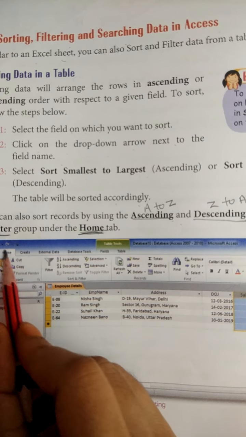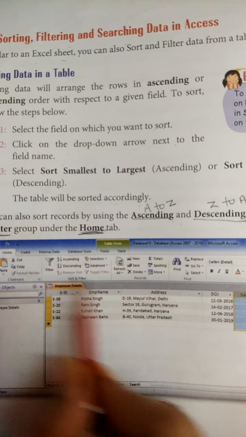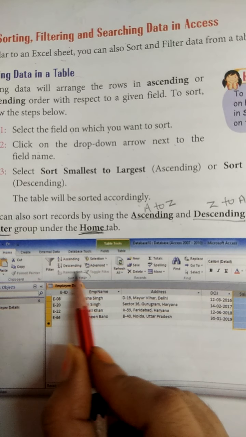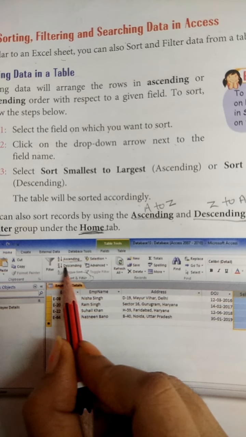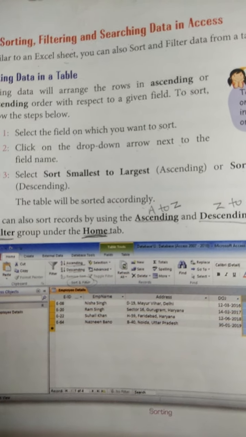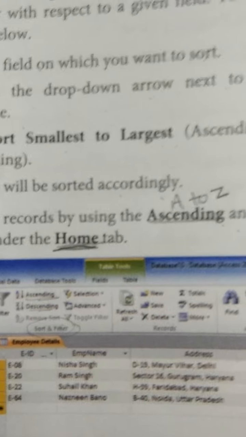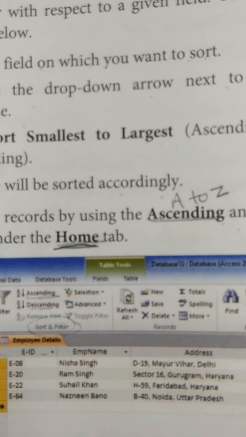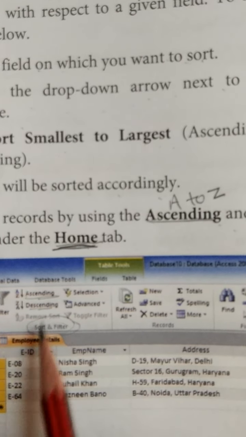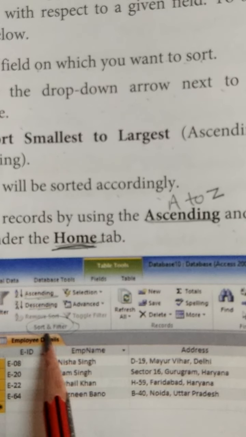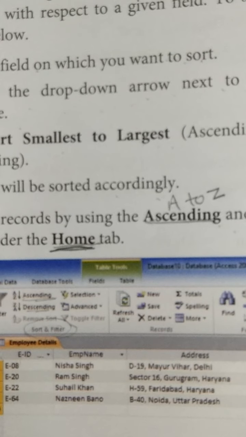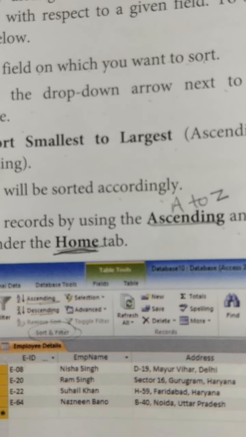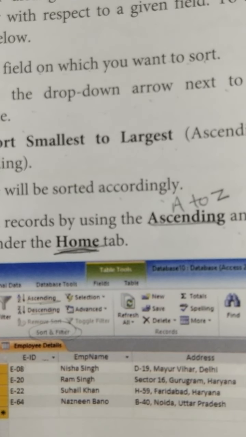First of all, you have to go to the Home tab. You can see this Home tab. There is written Sort and Filter group. You can see this Sort and Filter group. There is written ascending or descending. I will show you by increasing the size, then it will be clear to you. You can see Sort and Filter is there, then ascending and descending, it is under the Home tab. So this is your step of sorting. Clear? Now we will do filtering.